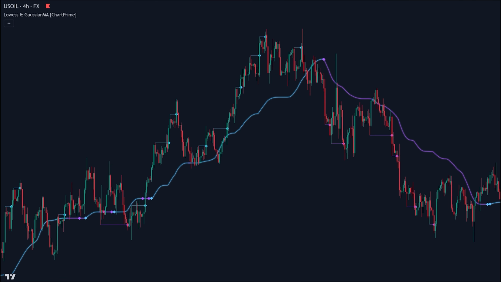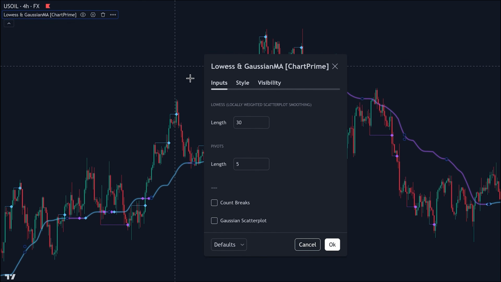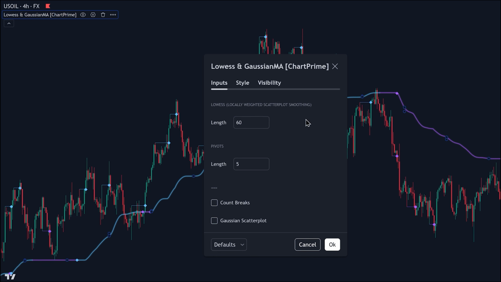Now, let's delve into the components of the LOWESS and Gaussian moving average indicator by adjusting the settings. In the Inputs tab, you will find several options to customize the indicator. Let's start with the length setting. This defines the look-back period for the LOWESS smoothing calculation. The default value is set to 30, but I will change it to 60. This adjustment will help minimize false signals by smoothing out shorter-term fluctuations, providing a clearer picture of the overall trend.